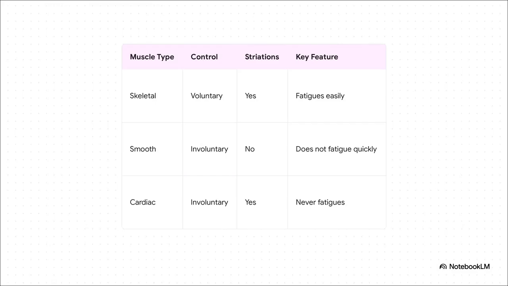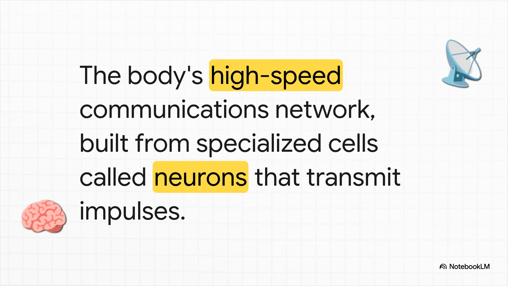All right, let's put them all side by side. You can really see the key differences here. Skeletal muscle is powerful, but it gets tired. Smooth muscle is a marathon runner, built for endurance. But cardiac muscle, it's the best of both worlds. It's powerful, involuntary, and it literally never gets tired, partly thanks to these special connections between its cells called intercalated discs. Of course, all this muscle would be useless without a conductor, a way to coordinate everything.